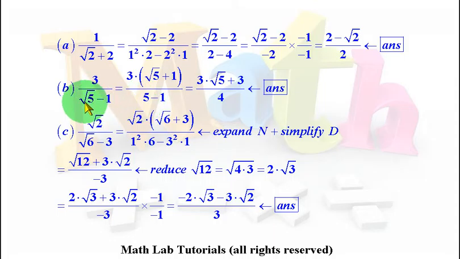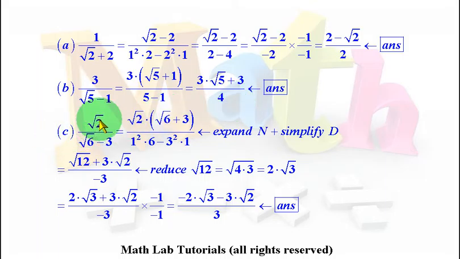Or you can think about it like this. You just do root 5 squared, which is 5, and then 1 squared, which is 1. Just do it like that. It's easier. So you get a 5 minus 1, which is 4. And on top, if you expand, you get a 3 root 5 plus 3. And voila, we're done. Okay, so, let's go on to the next question.